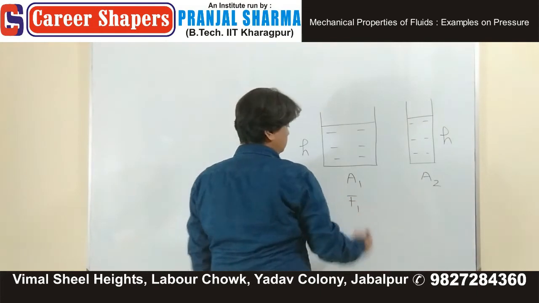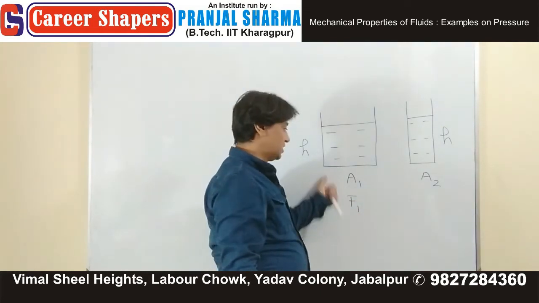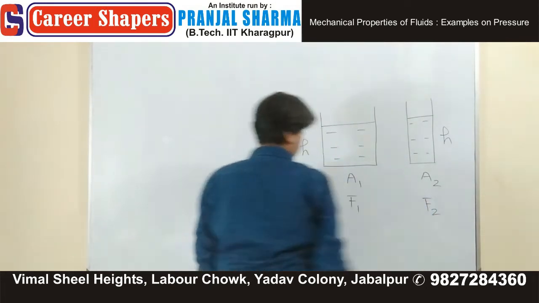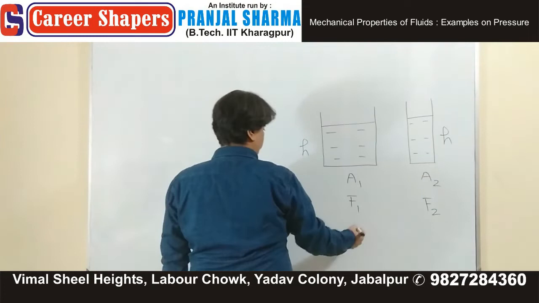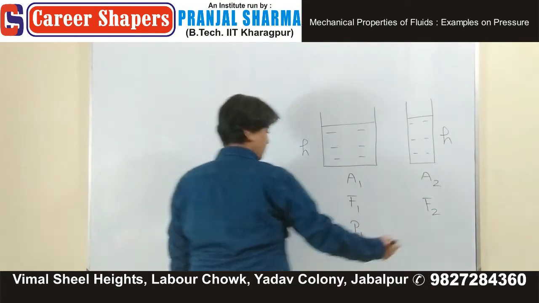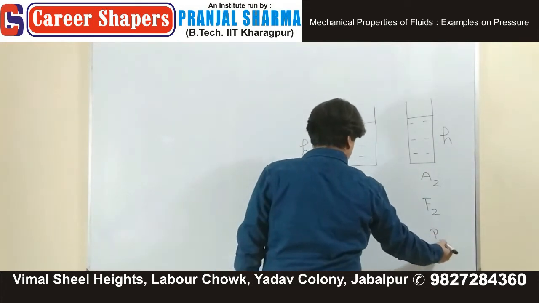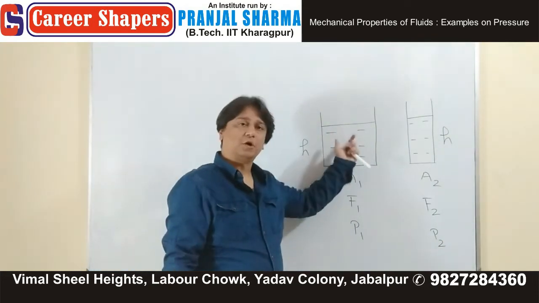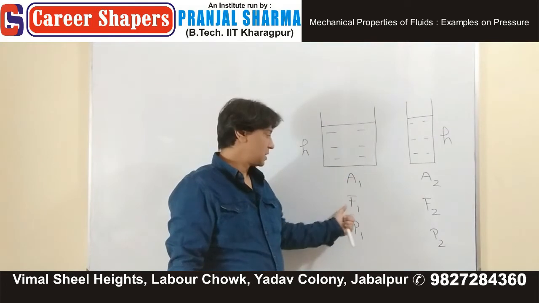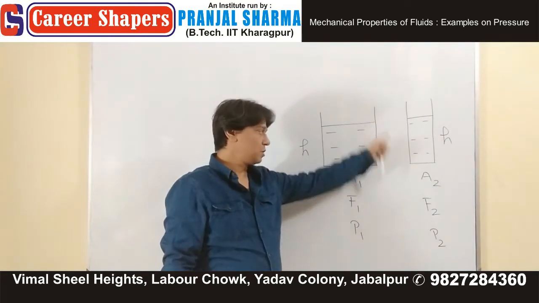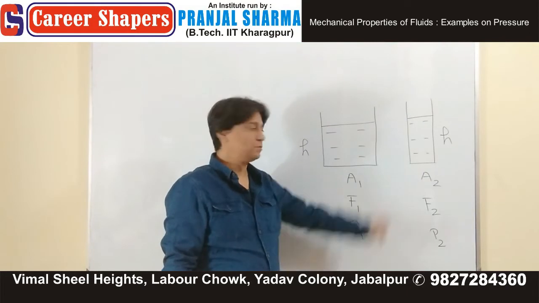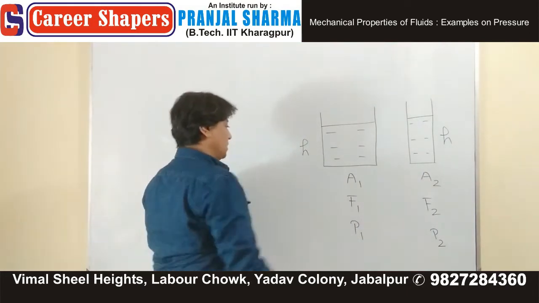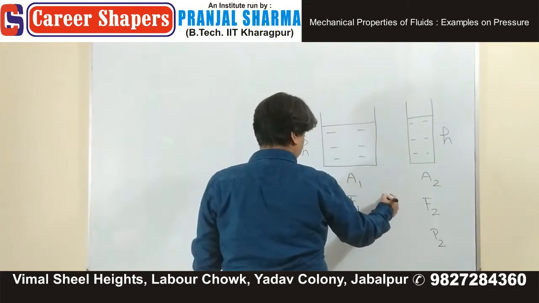Force at the bottom, the first is F1 and the second is F2. Pressure at the bottom is P1, P2. Force due to this water column at the bottom is F1. Force due to the water column there at the bottom is F2. And pressures are P1 and P2. Then find out which option is correct.